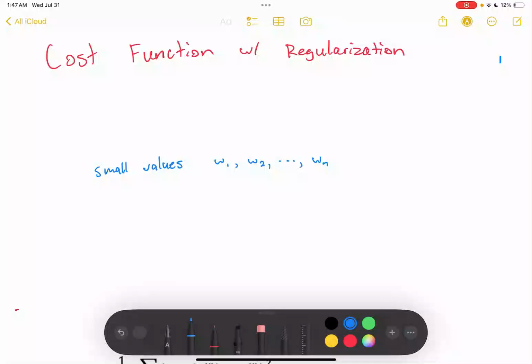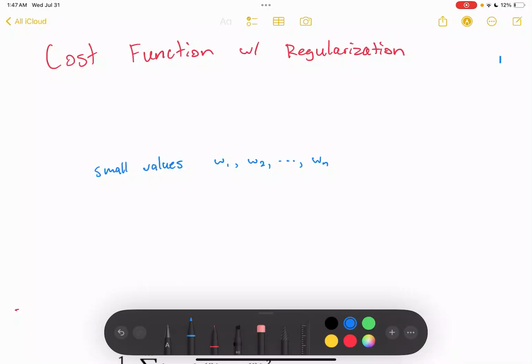Okay, so how does regularization exactly impact the cost function? In regularization, as we talked about, we want small values of W1, W2, all the way through Wn, because this simplifies our model and makes it less likely to overfit our data points. So we'll have a smoother curve overall.